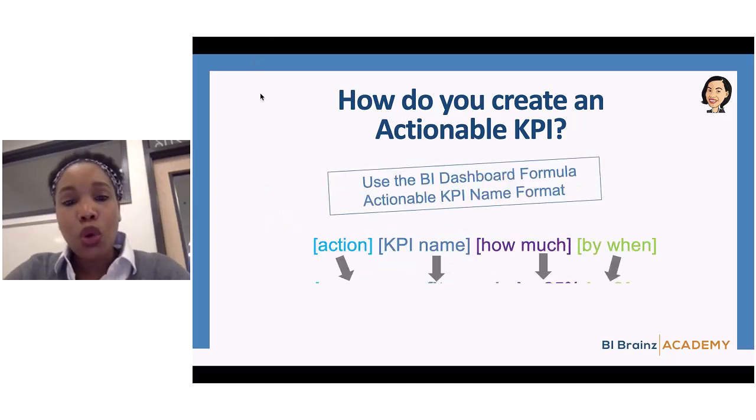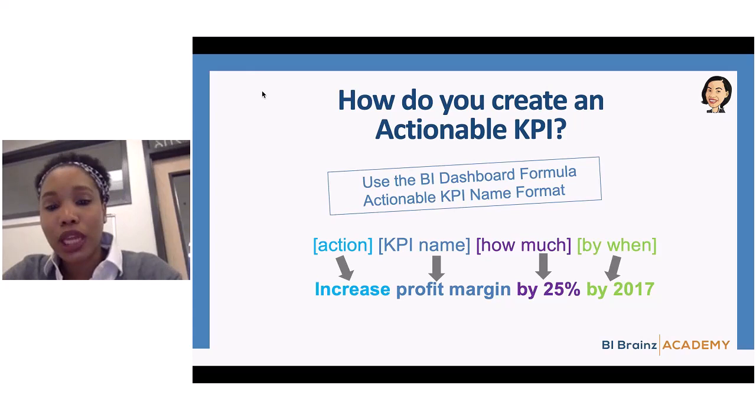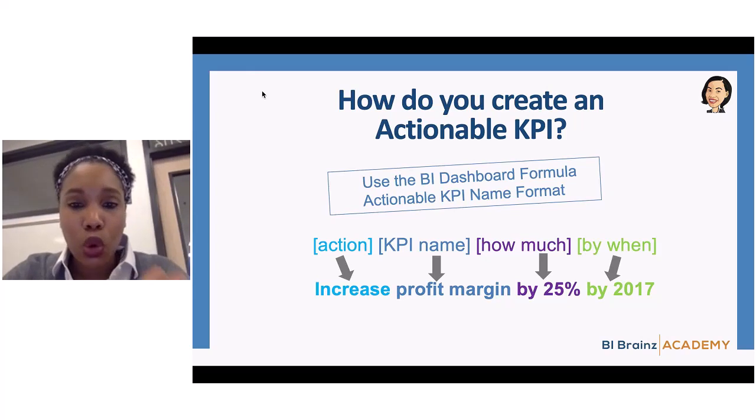Okay. So what we do, right, is we then take that KPI. You want to take a screenshot of this, and using the WHW method, we completely transform the name of the KPI. So this is one of the core principles within our methodology that we teach. And if you see here, the KPI now becomes increase profit margin by 25% by 2017.